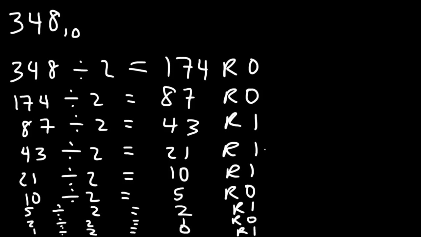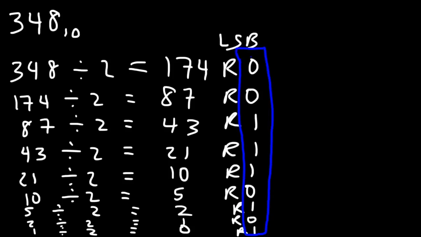1. What we have on top is the least significant bit, and this here is the most significant bit. Now, you can find your answer just by looking at all of the remainder values, which is here.